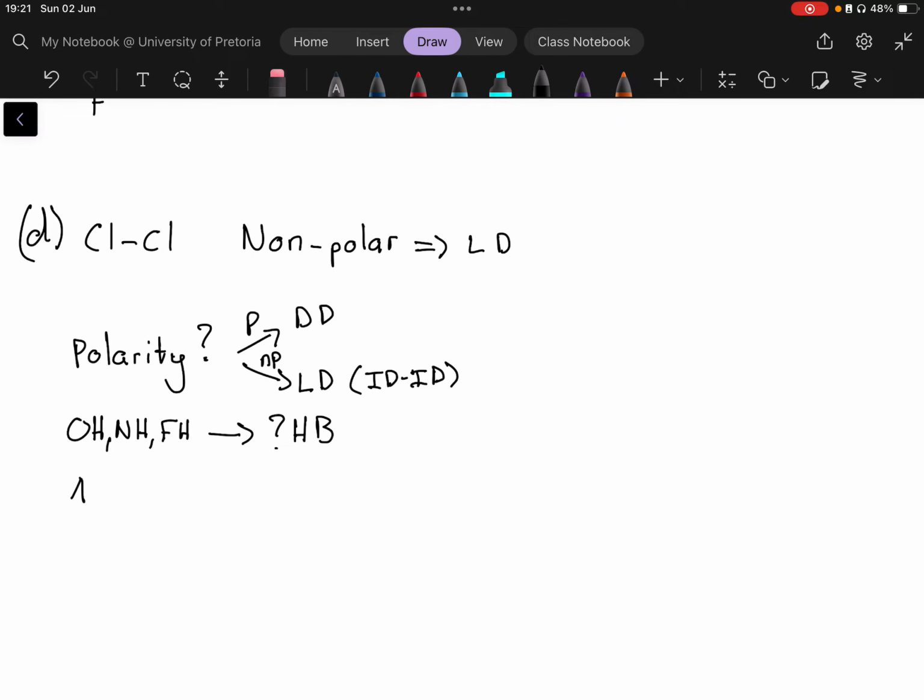Then, are there ions? So meaning, is there sodium in the water? Sodium ions in the water? Because if there are, then it means there must be ion-dipole forces. And then lastly, if you have a polar plus a non-polar molecule, you know that you will have dipole-induced dipole forces. So those are your options. And that's all you look for.